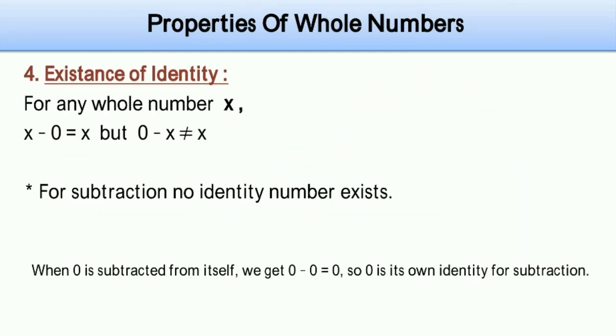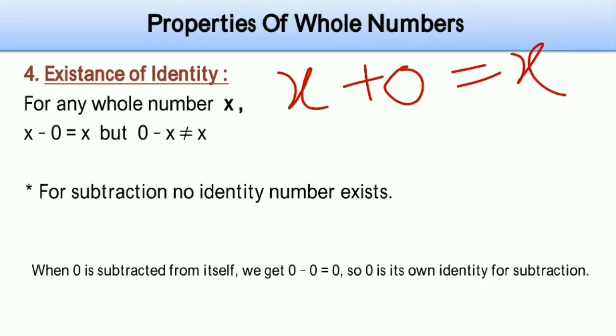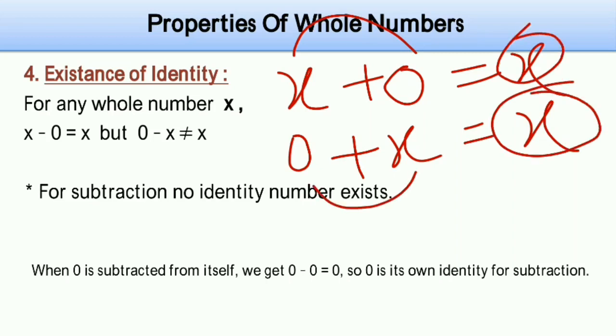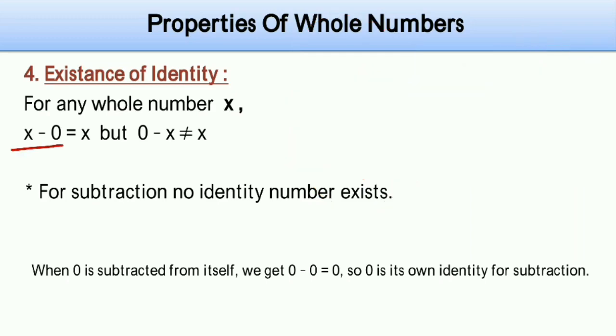For addition it exists. 0 is the additive identity, which we studied in the previous session: x plus 0 is equal to x and 0 plus x is equal to x. Even if we add 0 to any number, or add any number to 0, we will get that number only. It means the identity remains the same. But in the case of subtraction it does not; we get a different answer. So for subtraction no identity number exists.